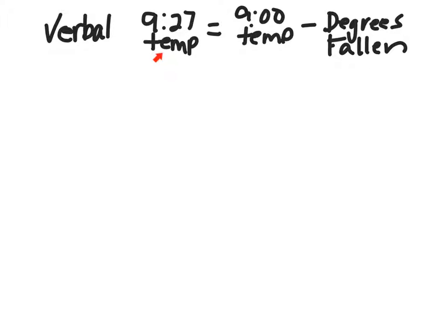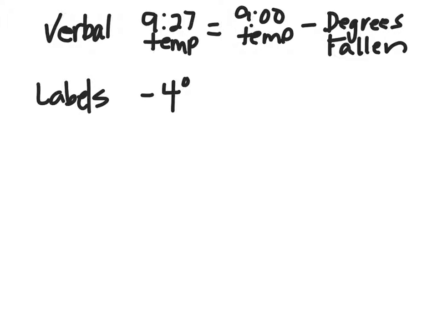We have the 9:27 temperature equals the 9 o'clock temperature minus the degrees fallen. So let's label this and see how we would work it out. Even though you can do this mentally, I want you to follow this process because it sets you up for harder ones. So the coldest temperature was the last temperature.